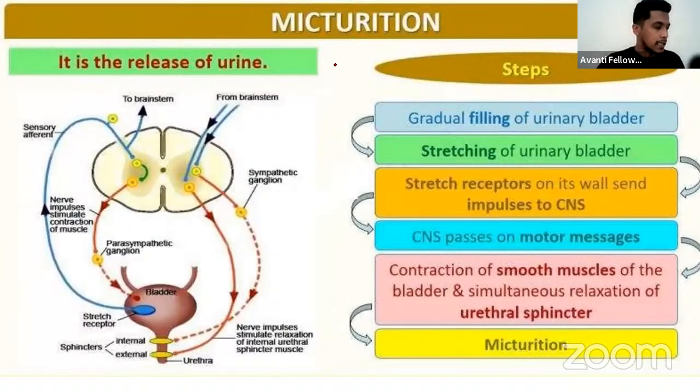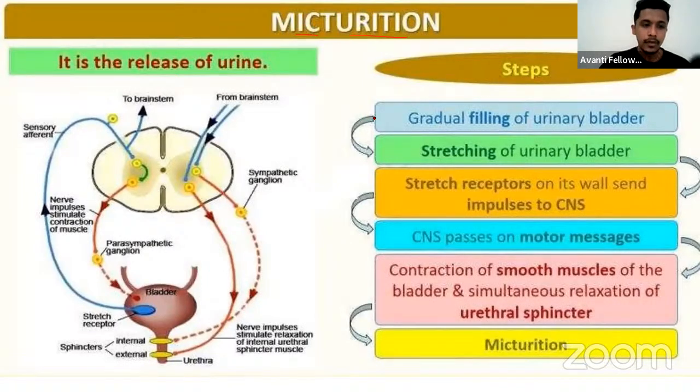The next important aspect that we have to understand is what happens when we have to release this urine. The process of release of urine is called micturition. By definition, micturition is the elimination of urine from the urinary bladder through the urethra. So what are the steps in micturition?